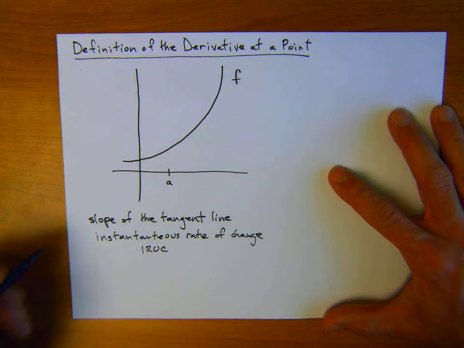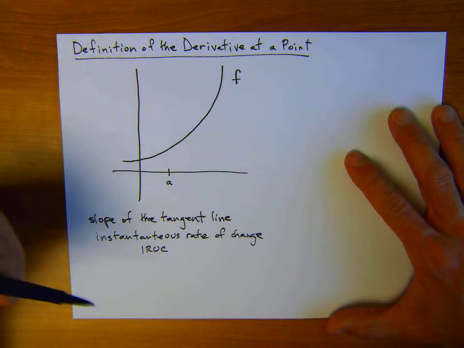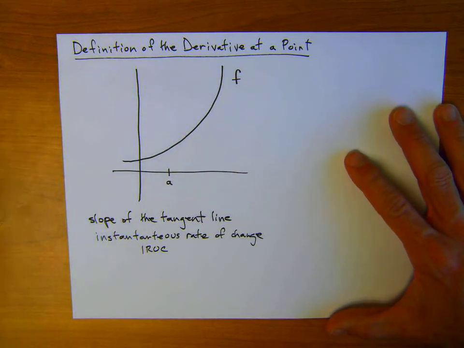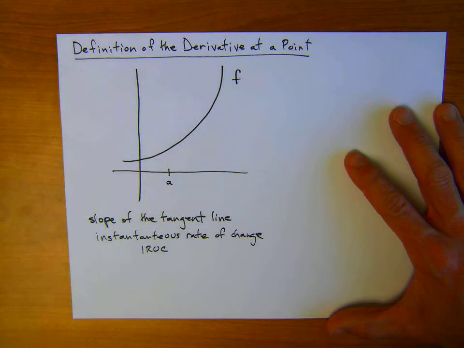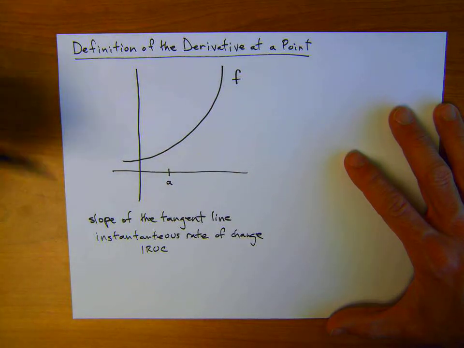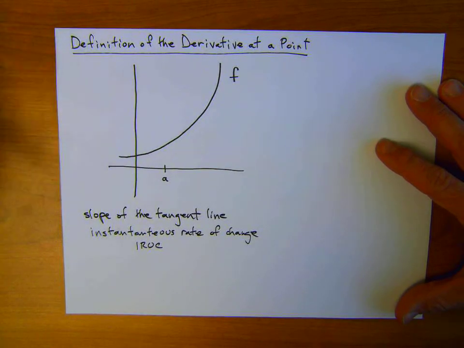So right at a, how is the function changing? You can think of velocity. If a car is accelerating, then what's its velocity right at one particular point? Nowadays we have speedometers in a car that tell us that information. But if you didn't have that, then this would be one way to determine the rate of change at a single point.